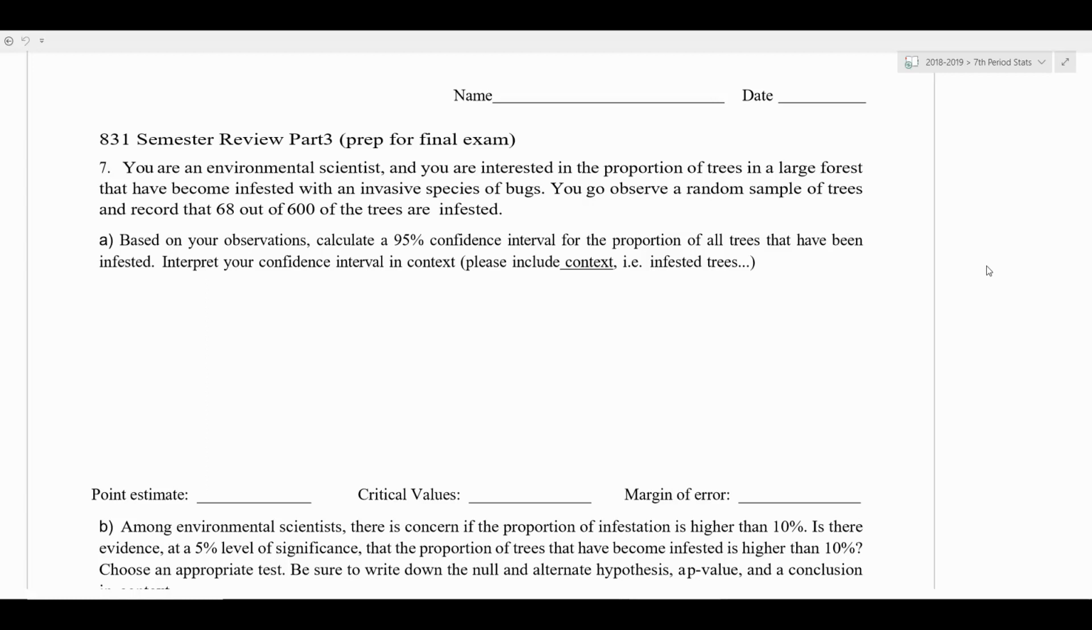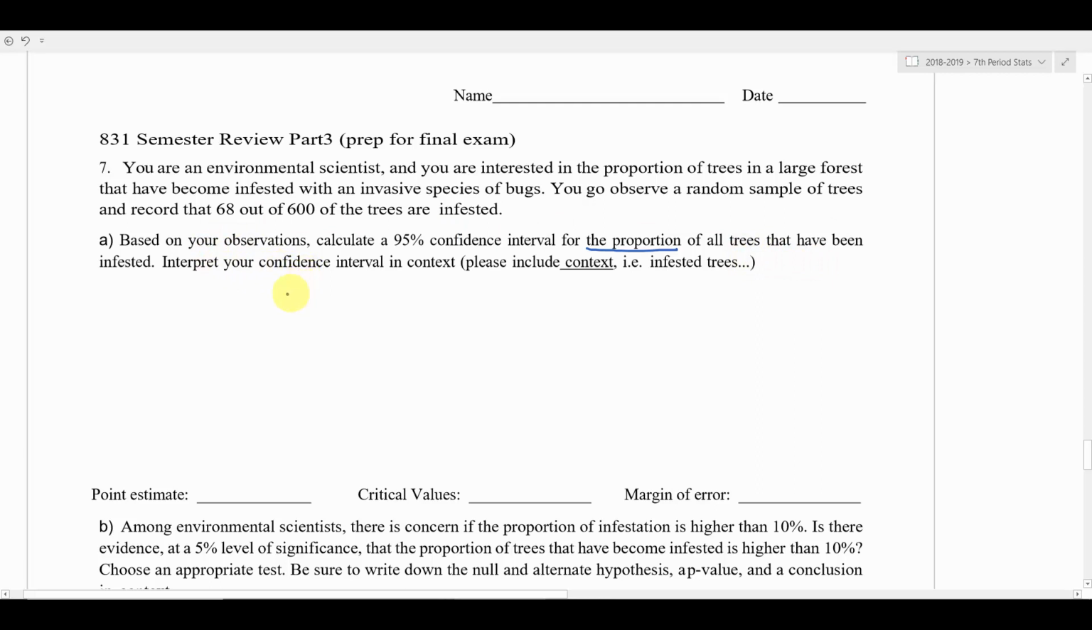All right, so let's go ahead and go through that and start off here with what appears to be a confidence interval problem. It says you are an environmental scientist and you are interested in the proportion of trees in a large forest that have become infected with an invasive species of bug. You go observe a random sample of trees and record that 68 out of 600 trees are infested. So, based on your observations, calculate a 95% confidence interval for the proportion of all trees that have been infested. Interpret your confidence interval in the context of the problem.